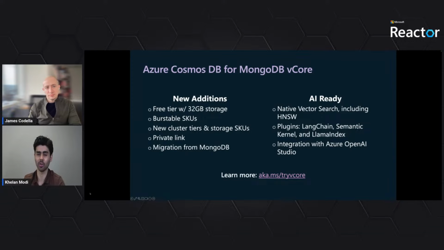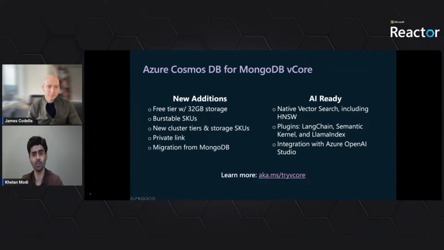With Cosmos DB for MongoDB vCore, developers can enjoy benefits of native Azure integrations, low total cost of ownership, and have the familiar vCore architecture when migrating existing apps or even building new ones. We're also proud to announce we just introduced the free tier, which gives you 32 gigs of storage, which is 64 times more than you'll find anywhere else in the market. We also introduced burstable queues. We have an option to have new cluster tiers and storage queues. We provide features like private link, and we also have easy migration from MongoDB to MongoDB vCore.